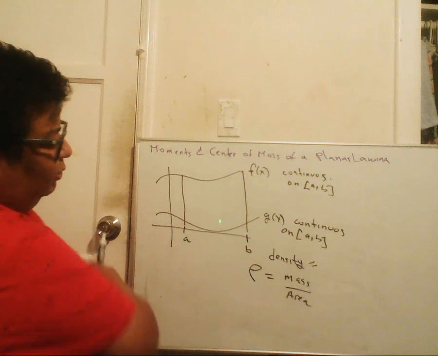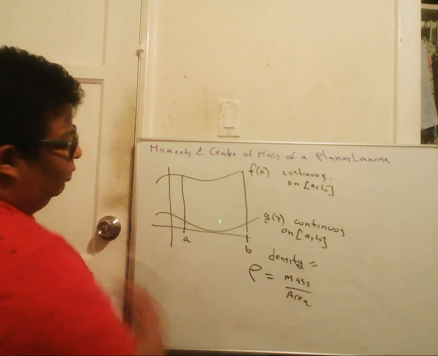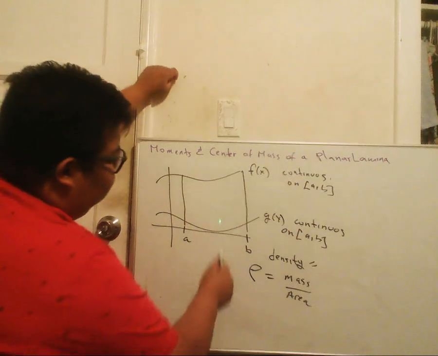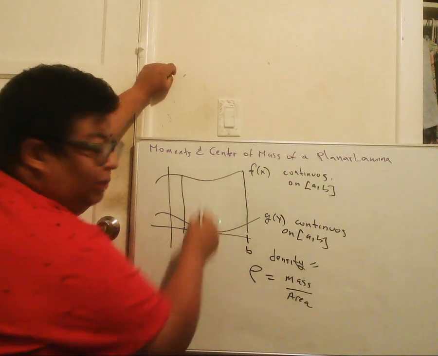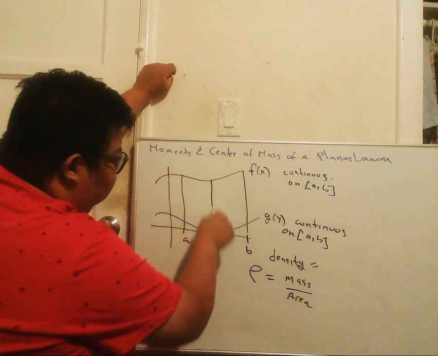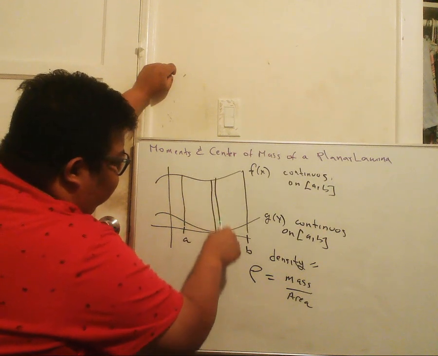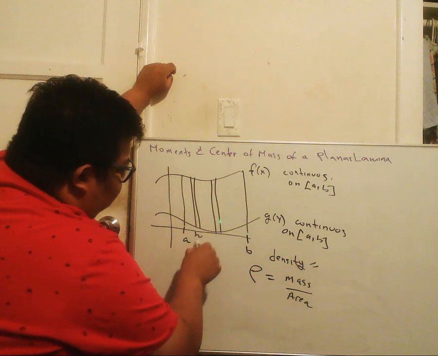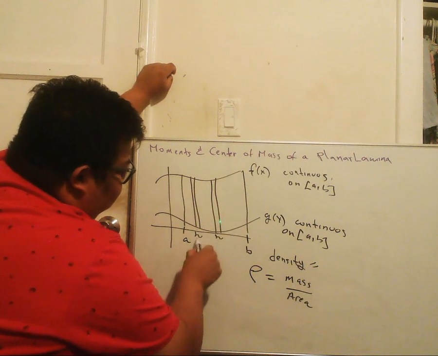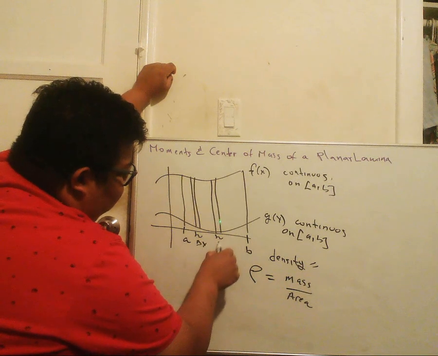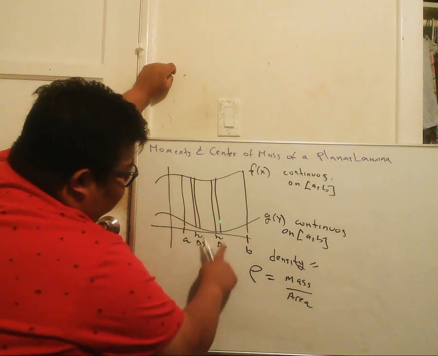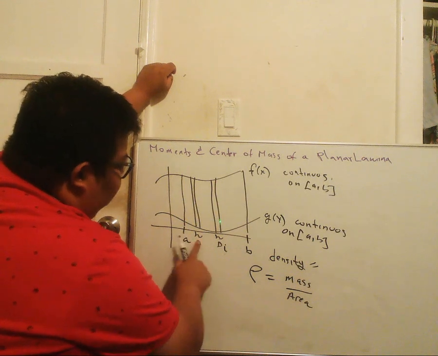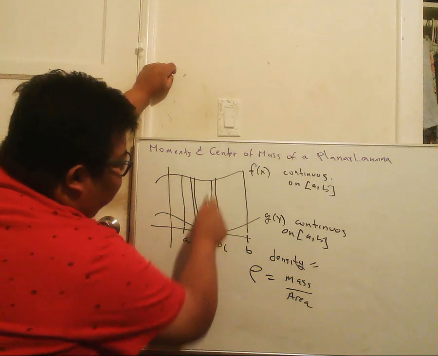So to come up with a formula to find the moments and center, we need to partition the interval into thin rectangles equally. So we'll call it delta x. So they're all delta x's. Of course, this one we're going to call delta i, and we're going to choose one in the middle randomly.